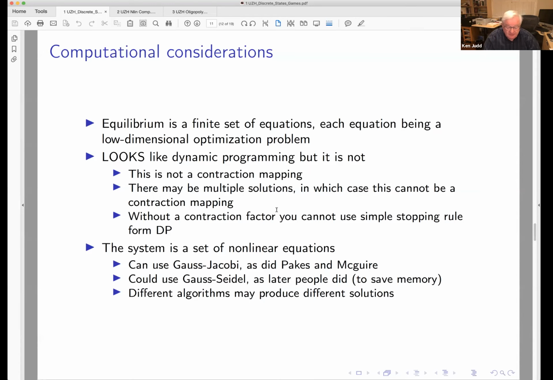Now, so the Bellman equations here are really, like with dynamic programming, just a set of nonlinear equations. But it doesn't have the contraction mapping. There may be multiple solutions. But basically, what Pakes and McGuire did is just use a Gauss-Jacobi scheme to update things. Now, I don't think the phrase Gauss-Jacobi appears in the paper.